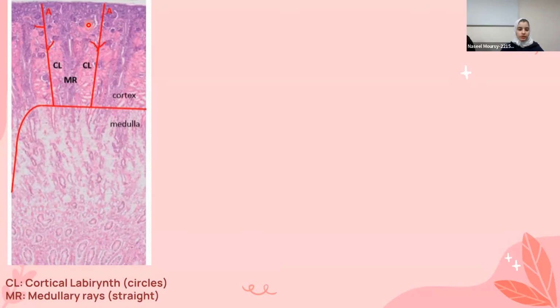So basically you guys are correct. Cortical labyrinth, circles, and medullary ray, straight. So why did I say circles? Because the cortical labyrinth is what contains the glomeruli and all the convoluted tubules, whether proximal or distal. But you saw in the previous images that the loops and the tubules go down and form straight lines. Imagine putting them all together. This would form your medullary ray, and it's called a ray because it reminds you of the sun's rays, so they're straight. Is this part clear? It's very simple.